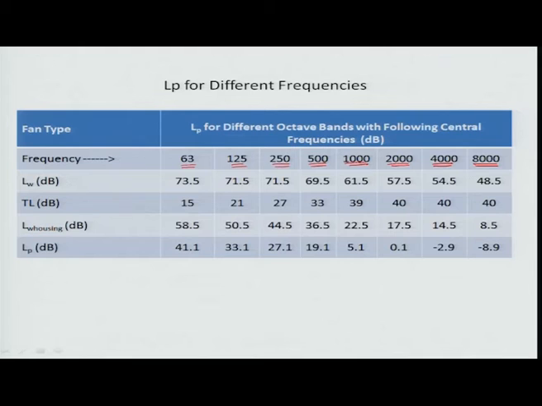So first we calculated LW in. Then using that LW in, I subtracted the transmission loss. So, I calculated LW out, which is LW housing. So these are the numbers, and then from these numbers I calculated LP.